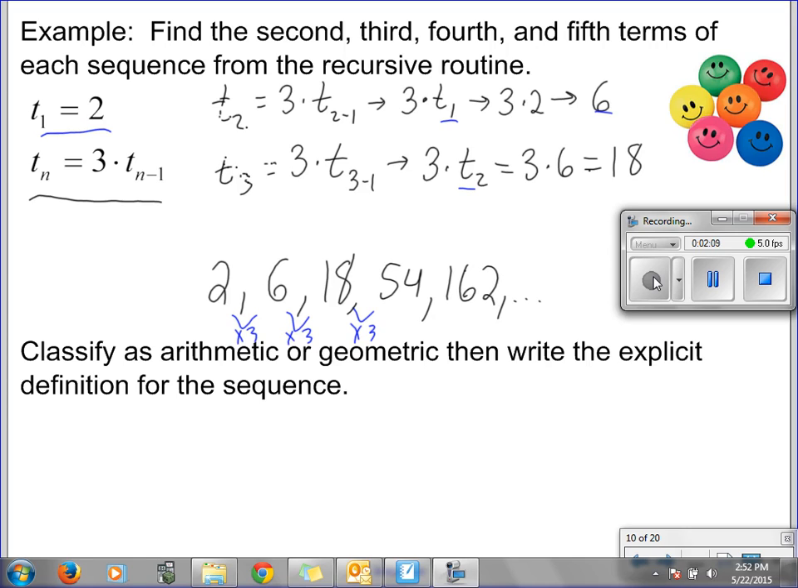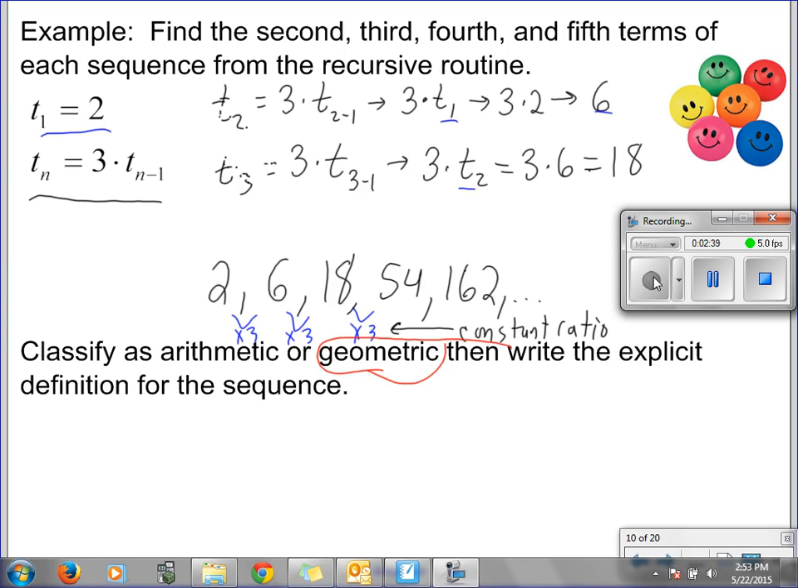Now our next job is to identify this as arithmetic or geometric, and then look for the explicit definition. Well, in this case, we definitely have a geometric, because we have this constant ratio right here of 3. So using our geometric sequence, all right, let's write our equation then.